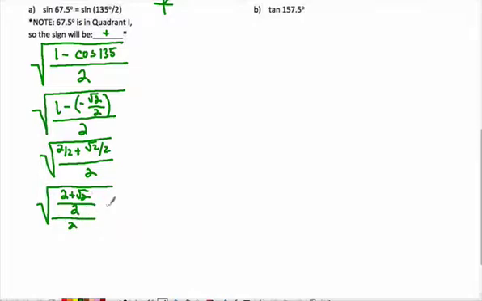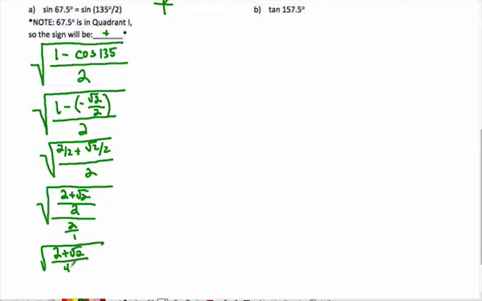Okay, so now I need to multiply, so I have a fraction divided by 2. Well, this is the same as 2 over 1, so I need to multiply by the reciprocal. Also, when you divide by 2, that's the same as multiplying by 1/2. So this becomes 2 plus square root 2 all over 4.